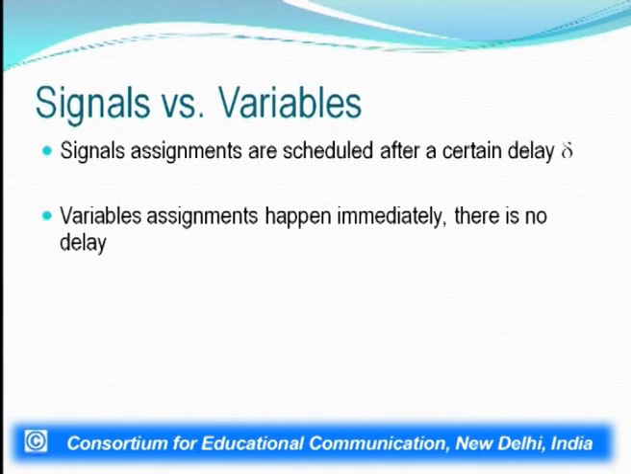Coming to signals versus variables, signal assignment statements are scheduled after a certain delay, that is the delta delay, and variable assignment statements happen immediately, so there is no delay. So, choosing between declaring a particular intermediate quantity as a signal or a variable becomes a very sensitive issue, considering these two aspects of the delta delay and the immediate assignment as in the case of a variable.